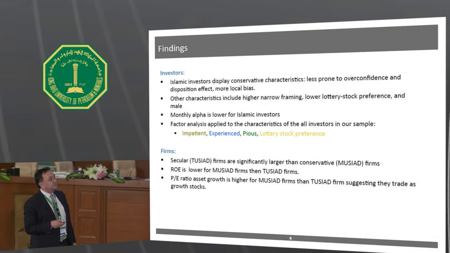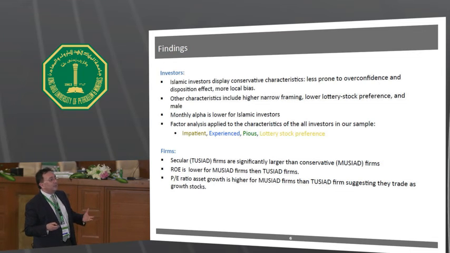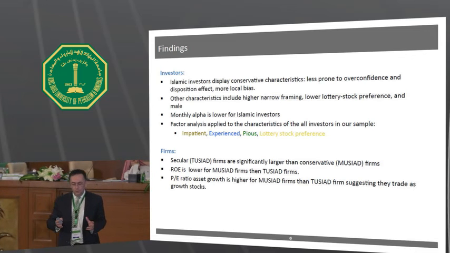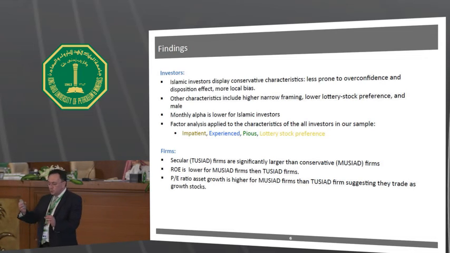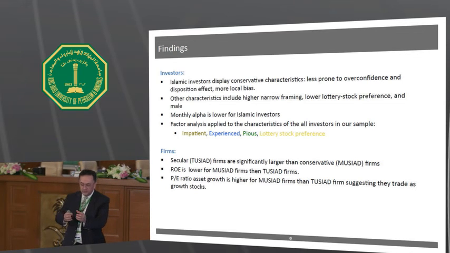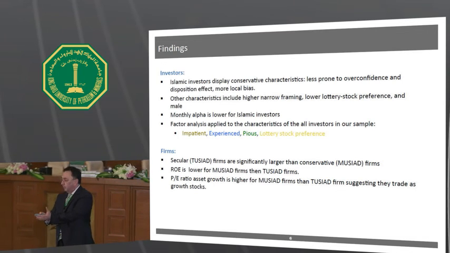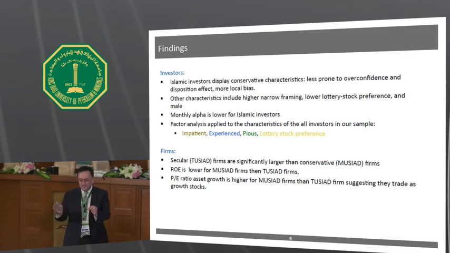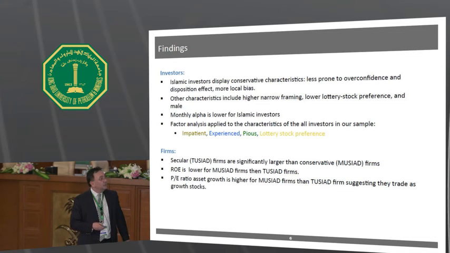Other characteristics include higher narrow framing. What does it mean? It's a clustering effect. So you don't look at the portfolio effect of the stocks that you are holding in your portfolio. You basically disentangle that stock, and then you look at that stock per se.